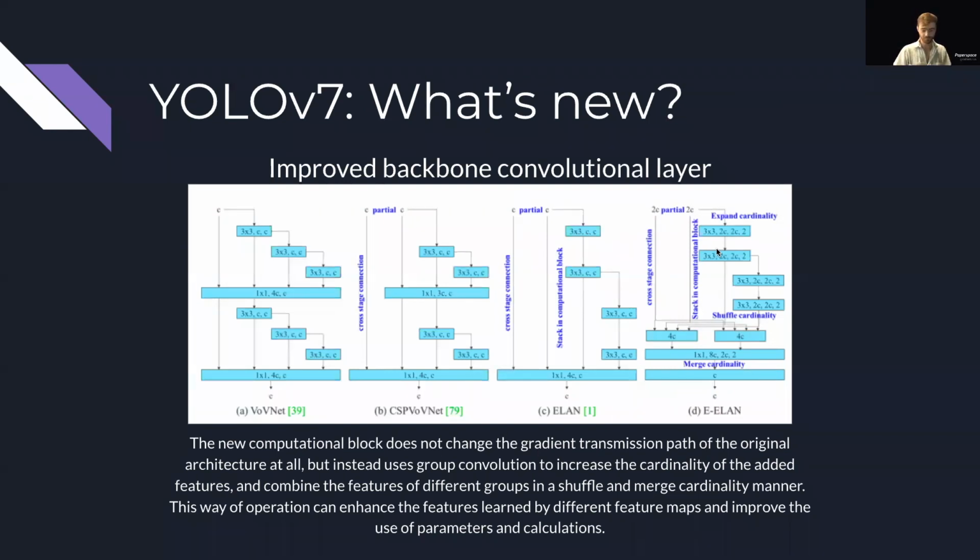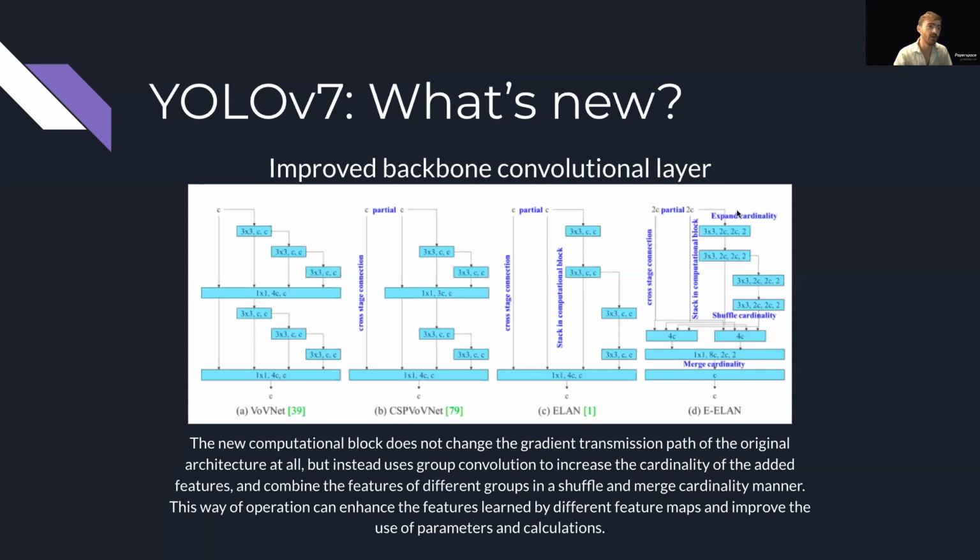What is new? In addition to all the changes I listed from the new versions of YOLO from the original, YOLOv7 also features an improved backbone convolutional layer called ELAN, which is this far right option. This new computational block does not change the gradient transmission path of the original architecture at all, but instead uses group convolution to increase the cardinality of the added features and combine the features of different groups in a shuffle and merge cardinality manner. This way of operation can enhance the features learned by different feature maps and improve the use of parameters in calculations.